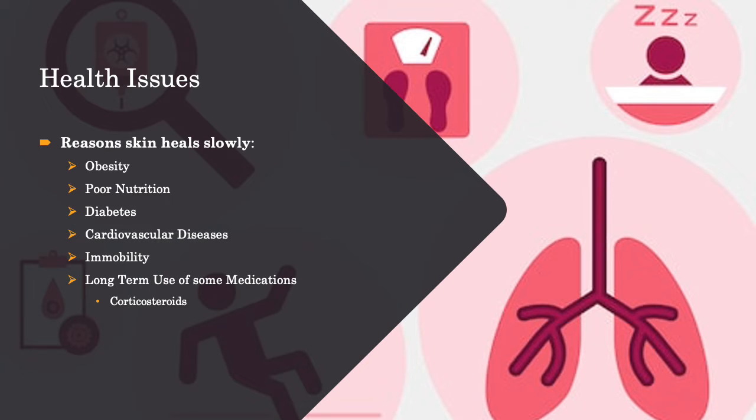An important thing to understand is that underlying health issues can cause wounds to heal slower. Health issues such as diabetes, cardiovascular disease, and obesity cause wounds to take longer to heal. People with diabetes, histories of stroke, limited mobility, or decreased sensitivity have a higher risk of having wounds like pressure ulcers.